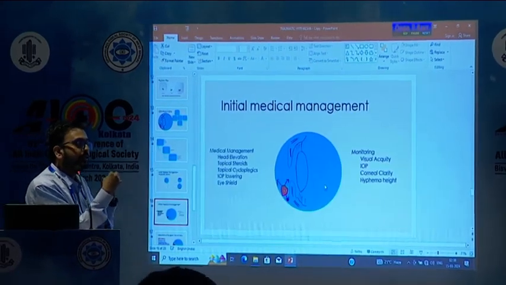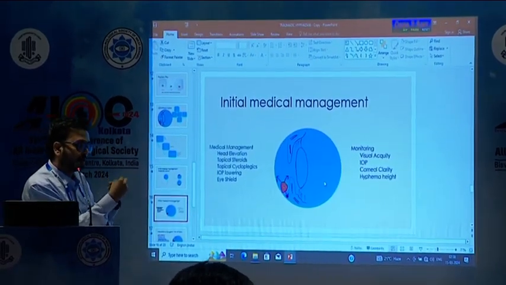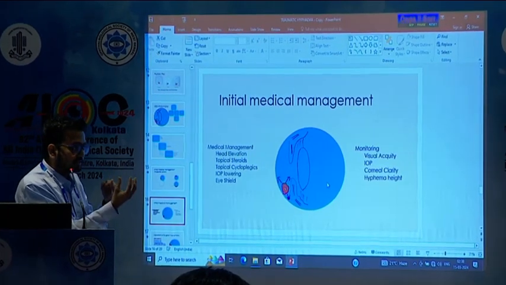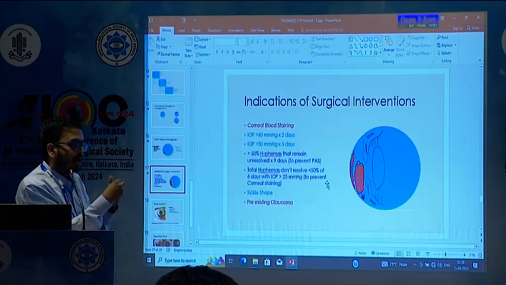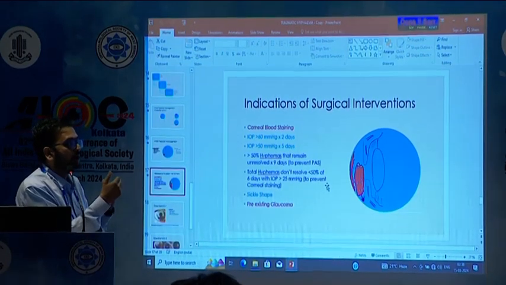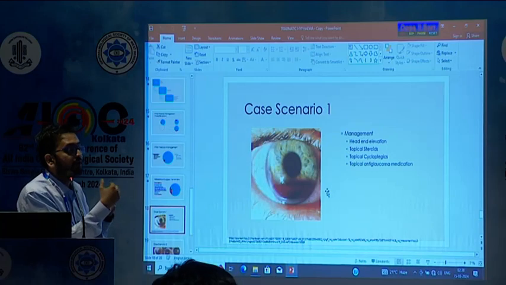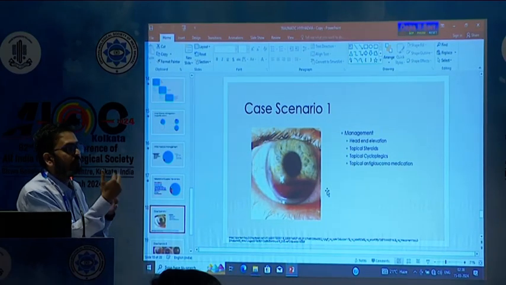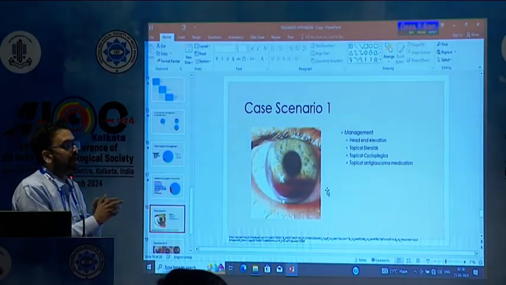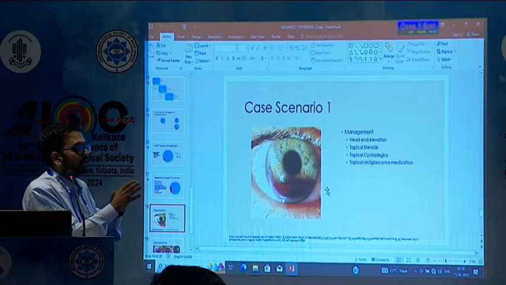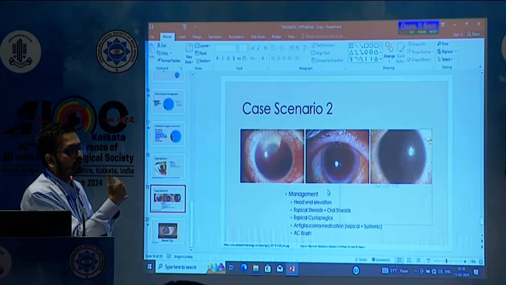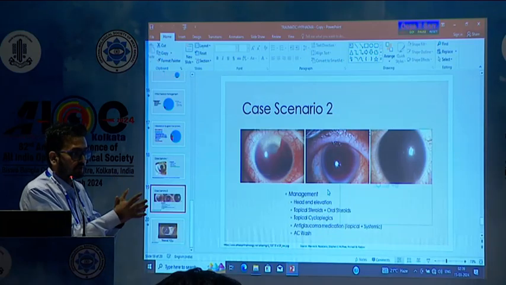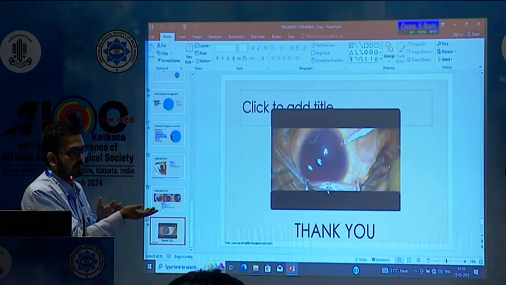And other than that, in systemic history, we have to ask for sickle cell disease or any blood coagulopathy or hypertension or diabetes mellitus. And in medication history, we have to ask for blood thinners, whether the patient is on blood thinners or not. Then we have to identify the other injuries, like if there is any corneal laceration or eyelid laceration or corneoscleral rupture, that we have to treat first, and then we have to treat the hyphema.